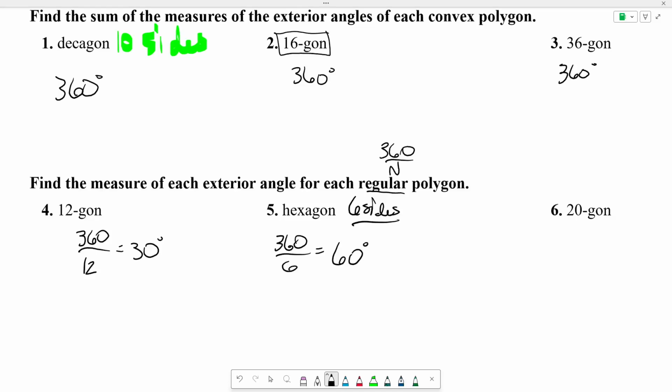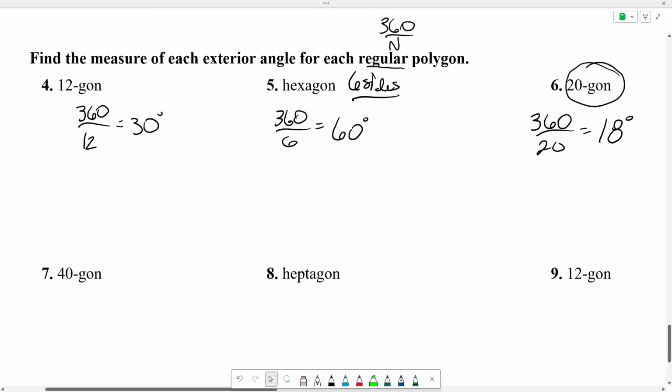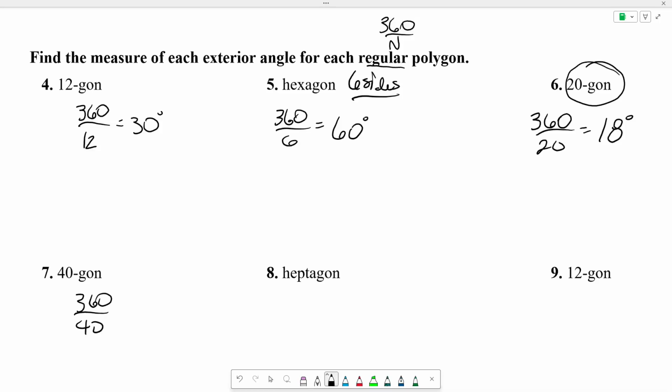What about a 20-gon? 20-gon, that's a silly name. 20-gon says, well, I just do the same thing. 360 divided by 20. That will go into here 18 times. 18 degrees is what each of them will be. A 40-gon, same thing. 360 divided by 40. That one will be 9 degrees. A heptagon. Oh, we haven't come across heptagon. Hepta, this means 7. So this one has 7 sides. So I'm going to do 360 divided by 7.